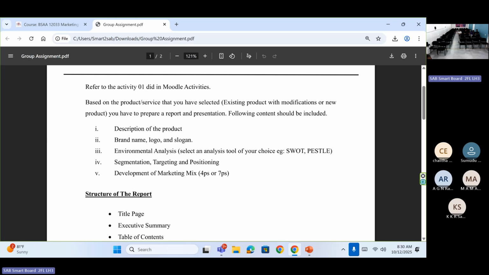Then this one, segmentation, targeting, and positioning, we will be doing in today's lesson. After that, you can get an idea regarding how to do this. And then development of marketing plans. So once we have done each lesson, you can get an idea regarding how to do it. Okay? So for the moment, however you are going to do activity one, based on that, you can prepare this.